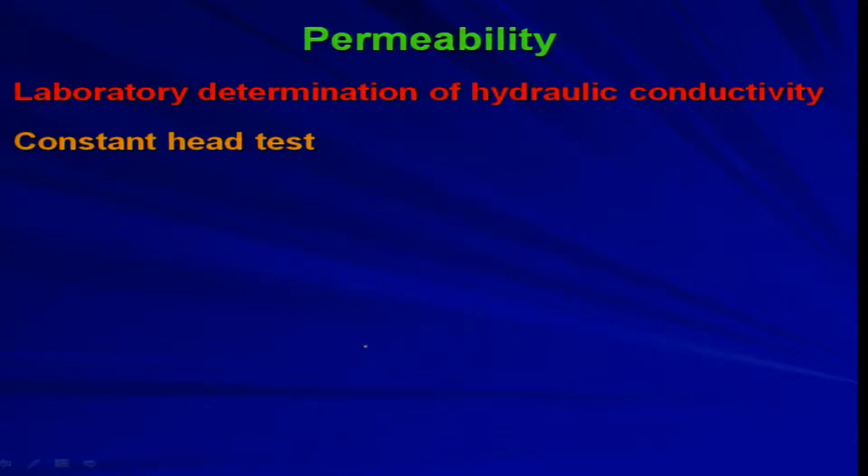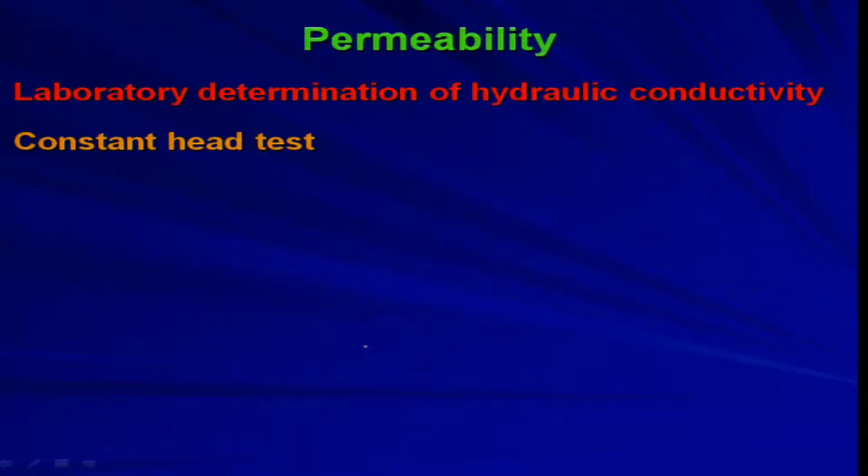Now, we are coming to how to find out this coefficient of permeability or hydraulic conductivity. There are several procedures, laboratory procedures as well as field procedures. First we will discuss the laboratory determination of hydraulic conductivity. There are basically two different methods by which you can find out the hydraulic conductivity. The first one is the constant head test.